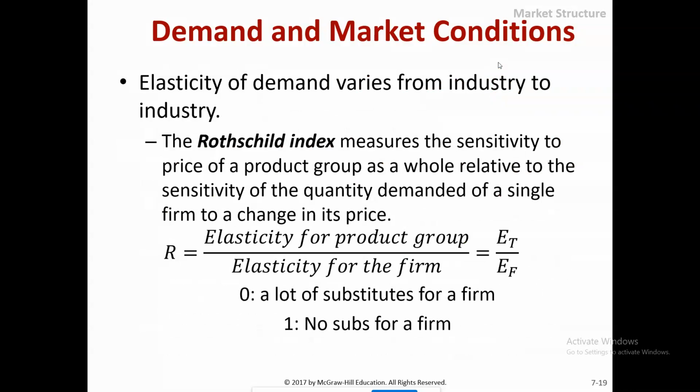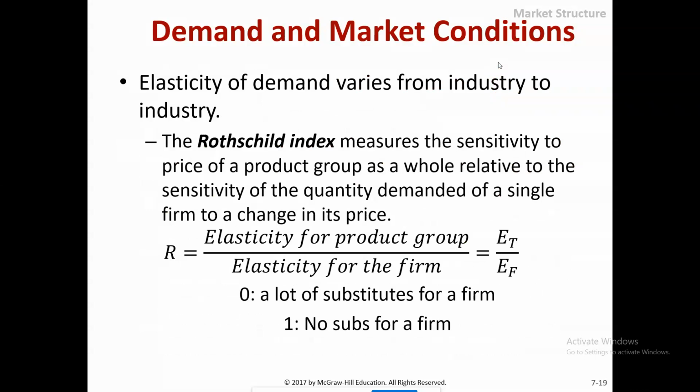Why do we need to care about the elasticities in examining the nature of industry? Because they help us to calculate the Rothschild index that measures the sensitivity of price of a product group as a whole relative to the sensitivity of the quantity demanded of the single firm to a change in its price. The numerator is the price elasticity of demand for the product group of the industry, while the denominator is the price elasticity of demand for the product of one particular firm.